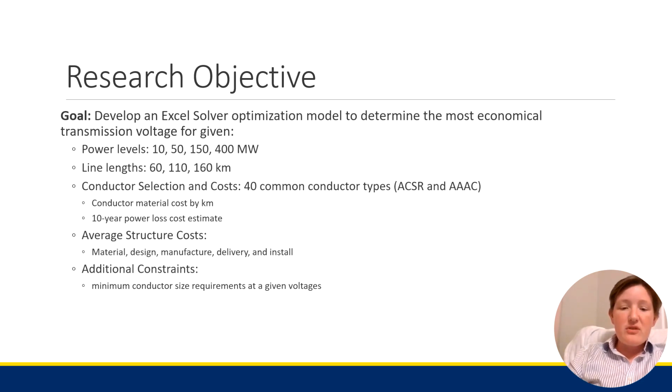There are minimum conductor size requirements at different voltage levels, and it changes whether it's an ACSR line or an AAC line, and it also changes given the different voltages. So this constraint was built in as well.